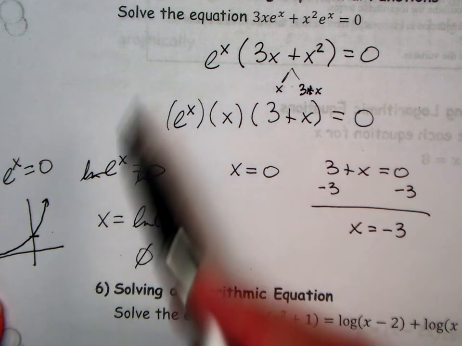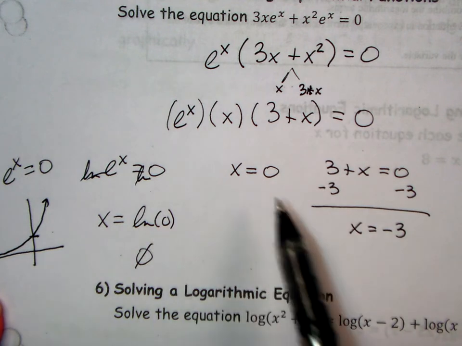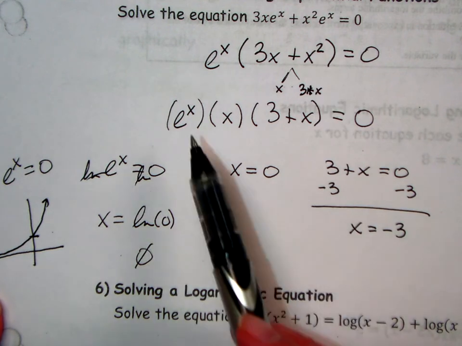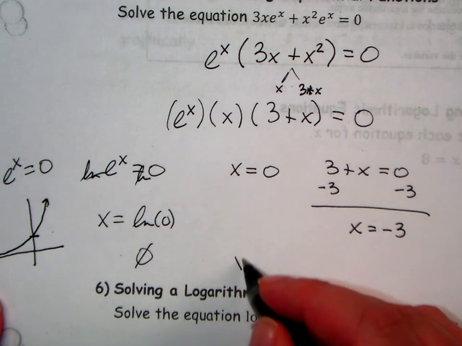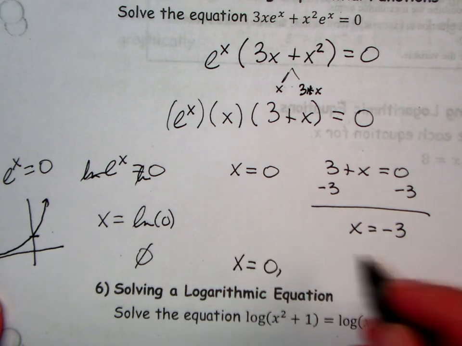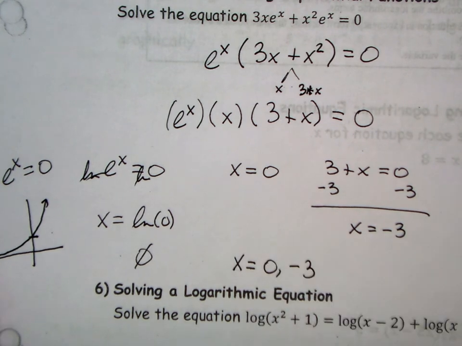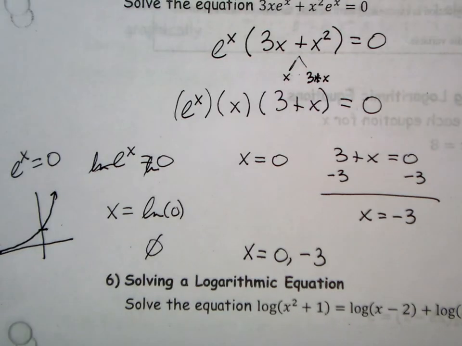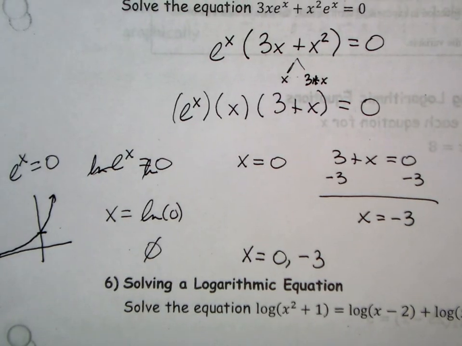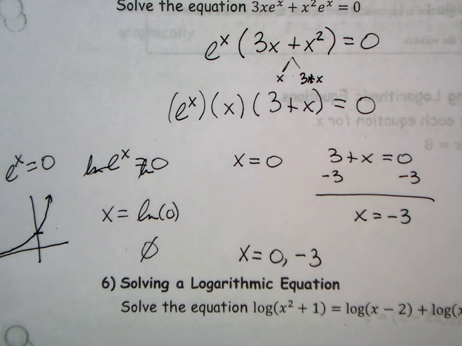So this equation has two solutions. Even though it had three factors, only two of the equations worked out. So we're going to get x equals 0, comma, -3. Two solutions for that equation. So those are all the different exponential equations you will encounter on the homework.